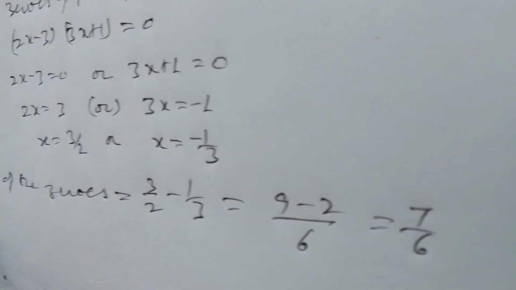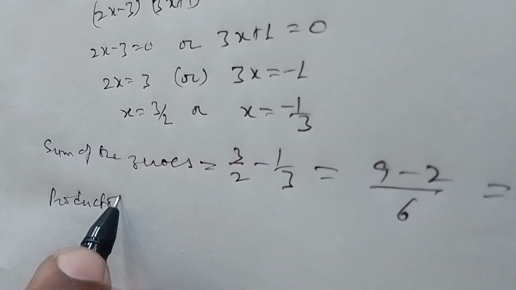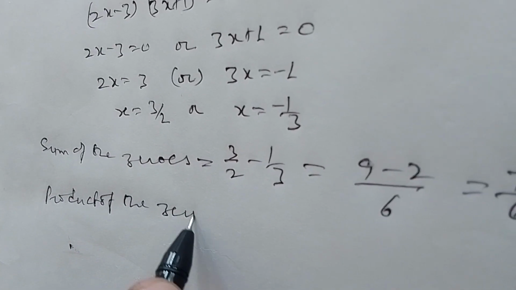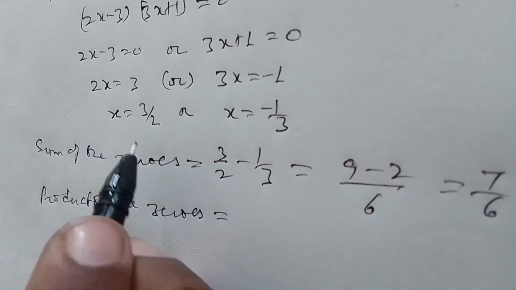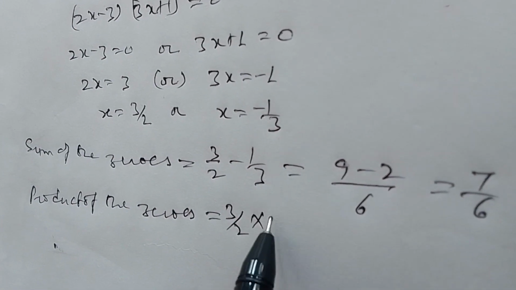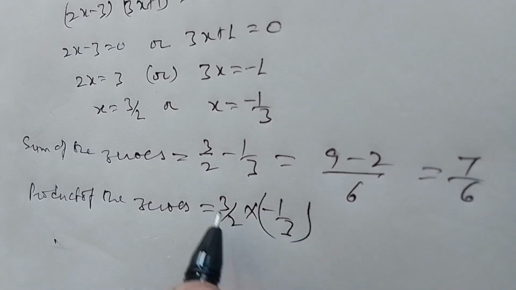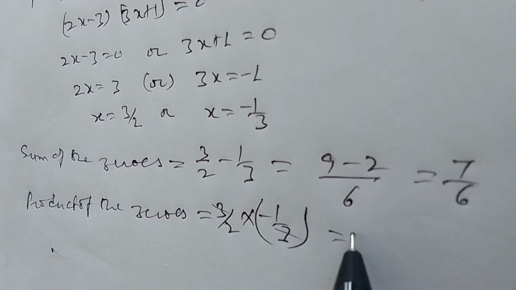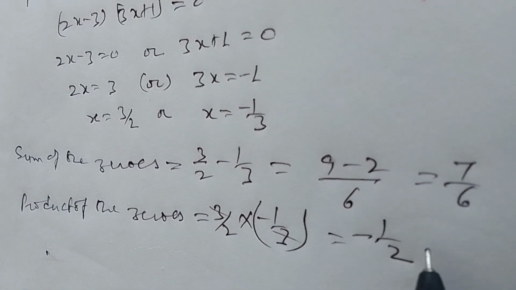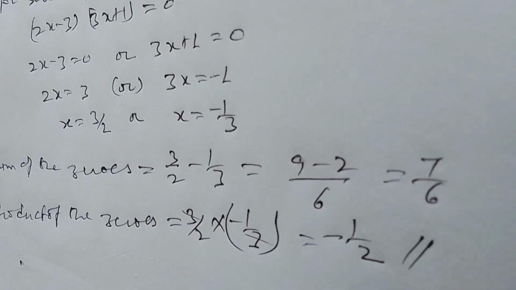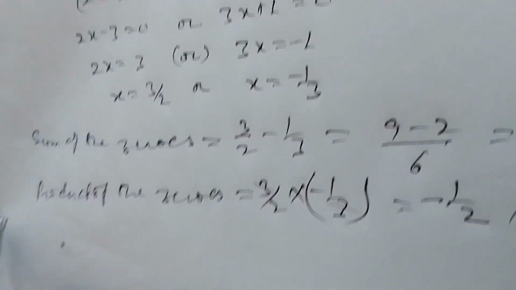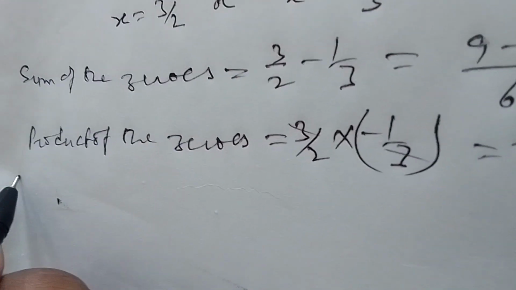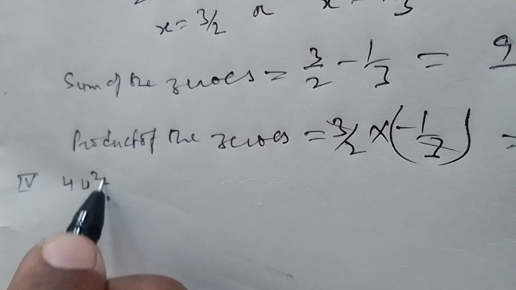Now the product of the zeros comes out to be 3 by 2 multiplied by minus 1 by 3. So here 3 cancels with 3. So it comes out to be minus half. So this is the solution of the third part of the first question. Now the fourth part of the first question, that is 4u square plus 8u.